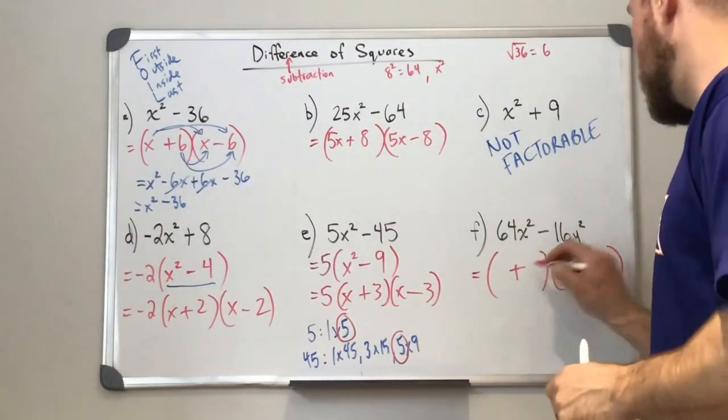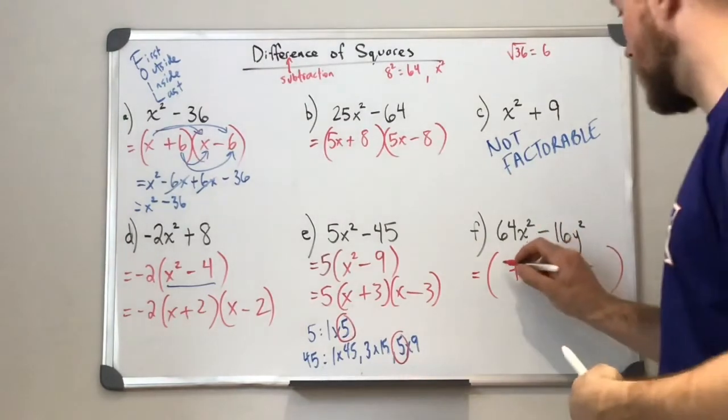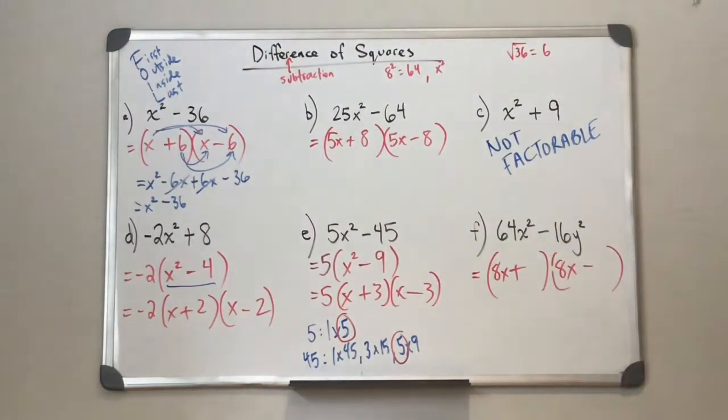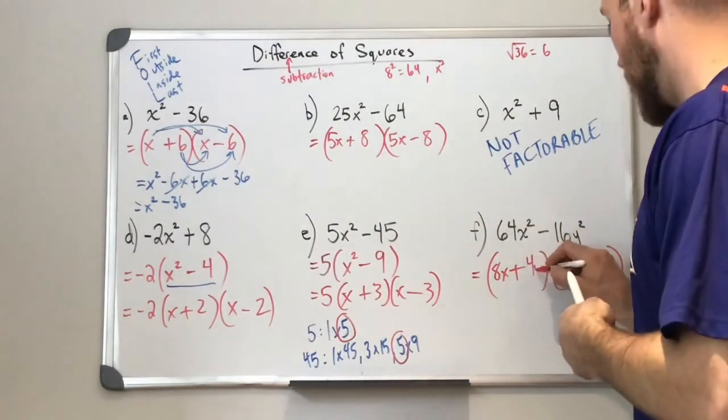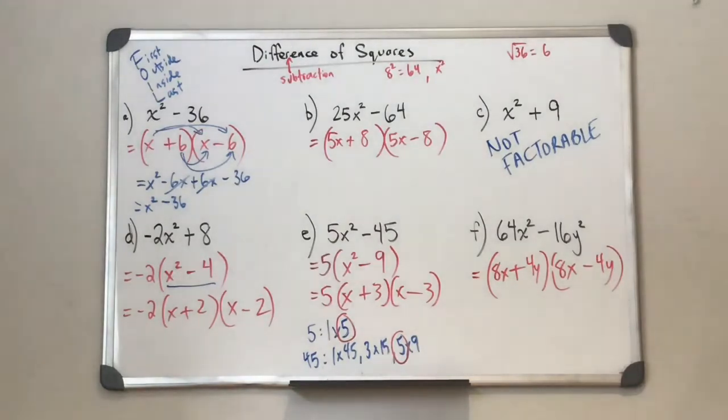We'll set up our 2 brackets with the plus and the minus. The square root of 64 is 8. The square root of x squared is x. So we have an 8x. At the start here, the square root of 16 is 4. The square root of y squared is y. So we have plus 4y and minus 4y.